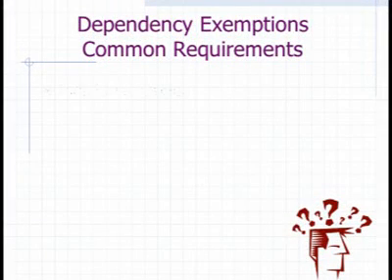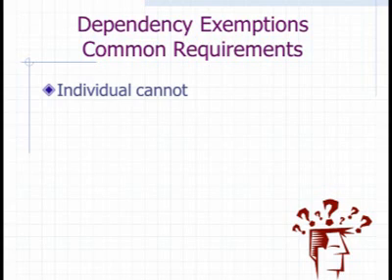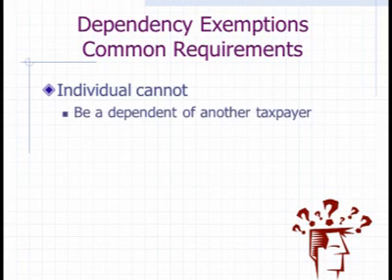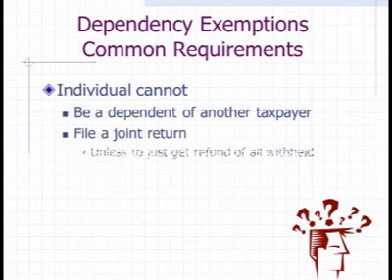There are common requirements, whether you are a qualifying relative or a qualifying child. You cannot be the dependent of another taxpayer. So there is only one $3,900 to be had. You cannot file a joint return other than just to get a refund of everything that's been withheld. So your daughter graduates from college in May. There's a possibility, a pretty strong one, that she could still be your dependent for that year.